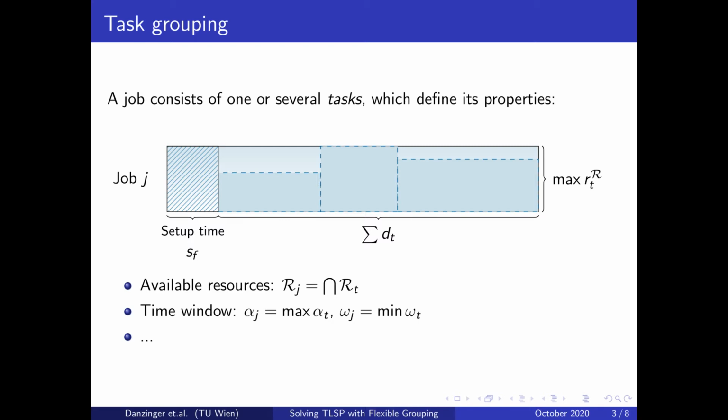The general idea of these properties is that a job has to fulfill all requirements of each task over its whole length, which is the sum of the different task durations plus a certain setup time. For example, the available resources for a job are those that are available for all of the tasks that it contains. Of course, such a limitation means that the jobs are over-constrained.